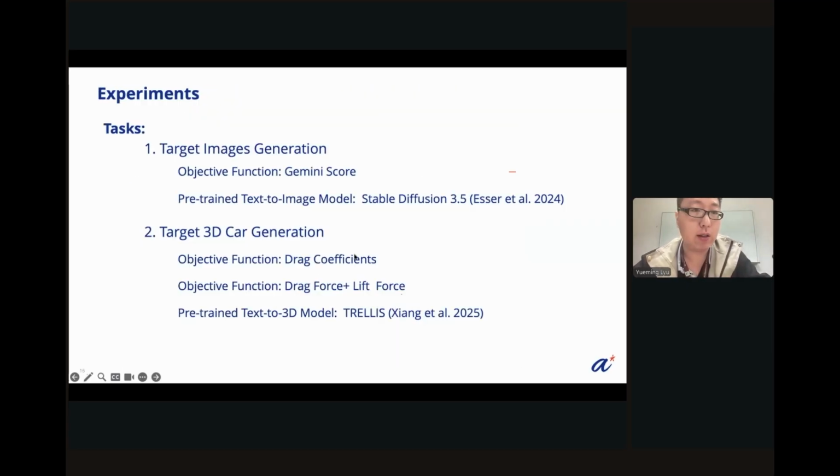Here in our experiments, we perform target image generation and target 3D car generation. For the image generation task, we use Gemini as the evaluation metric to compute the score. We use the pre-trained text-to-image model, Stable Diffusion 3.5. For the target 3D car generation, we use the drag coefficient as the objective. Also, we use the drag force plus lift force as the objective. We use a pre-trained text-to-3D model.